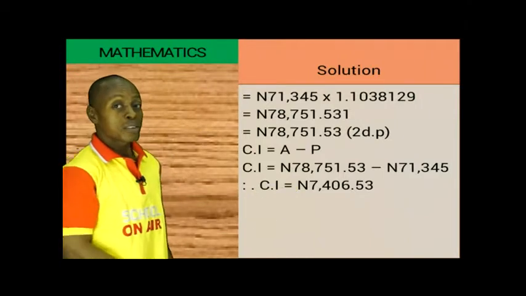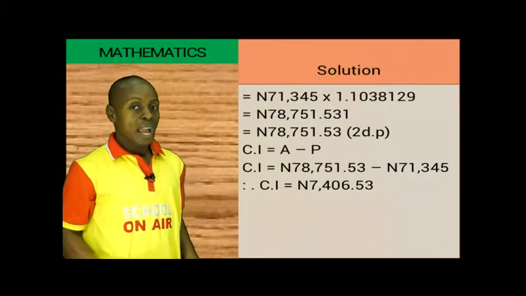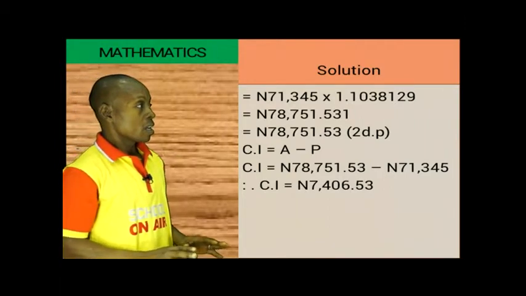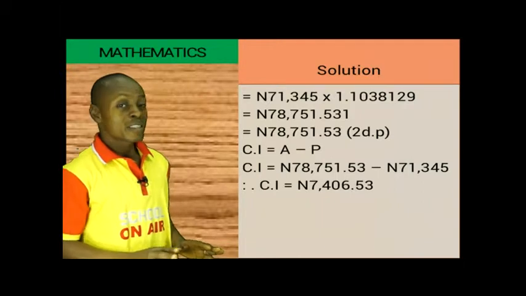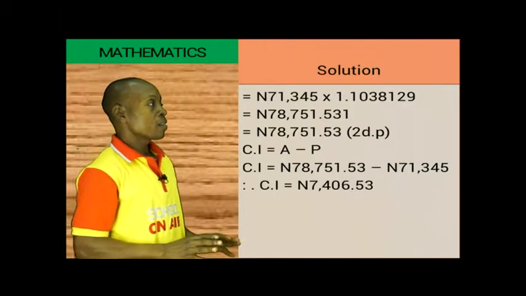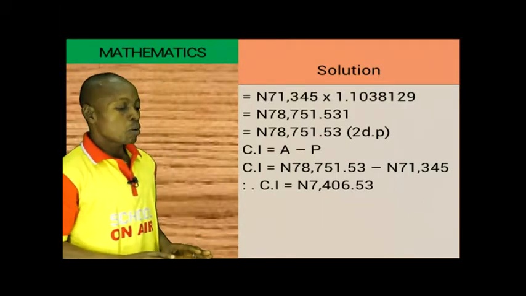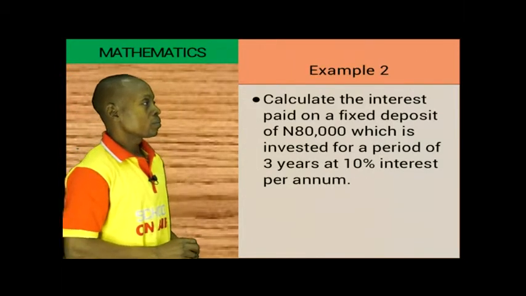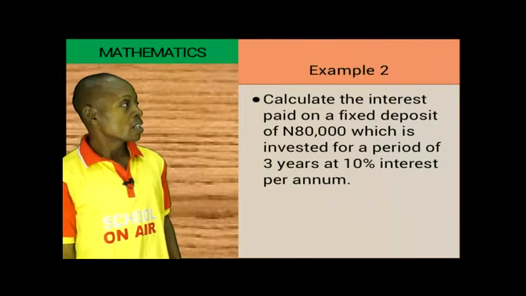7,406 naira 52 kobo. That's our compound interest for that period of time, 4 years. The person is going to get a compound interest of 7,406 naira 53 kobo at the end of the 4th year. So let's see another example here. We are looking at example 2.